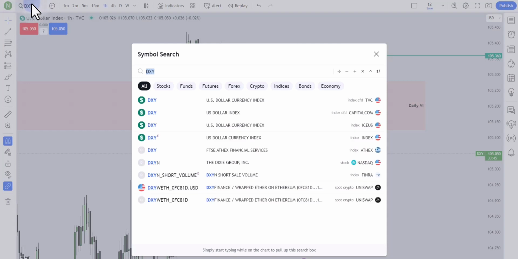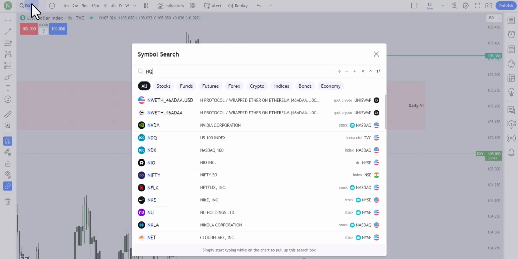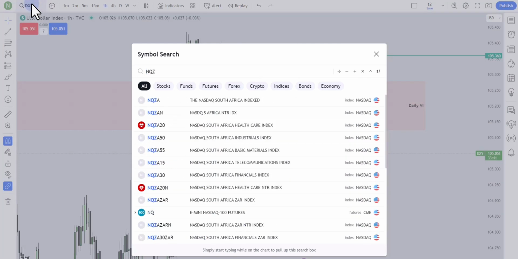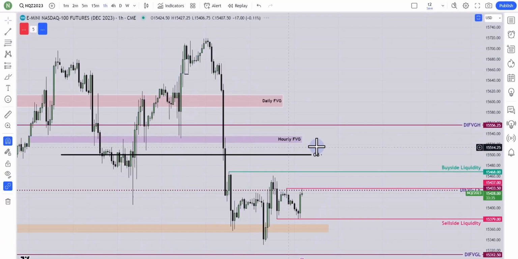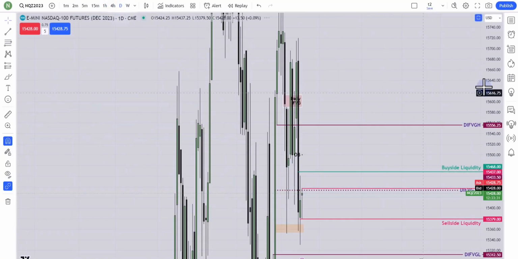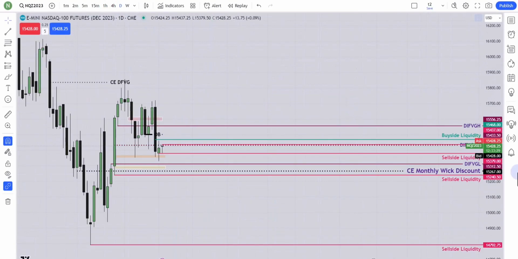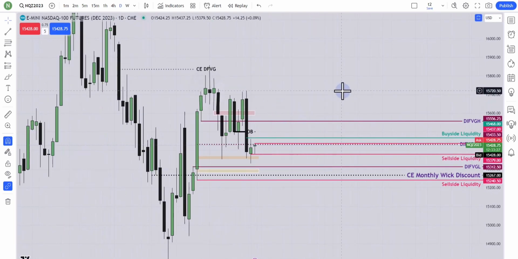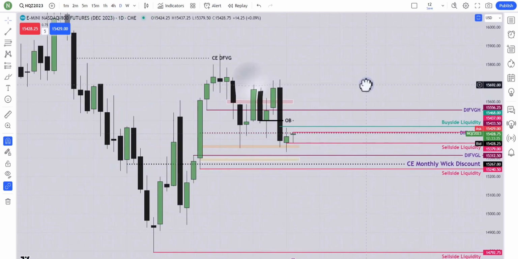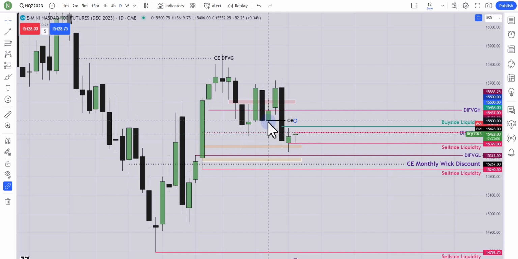So let's go to the NQ Nasdaq, because I really don't want to spend too much time today. It's going to be a very short video. So in Nasdaq, I will show you some specific levels that will help you to understand the price run today. You see this water block. So the last down close candle is my water block. So I'm thinking that price will come at least to that water block level or somewhere here.